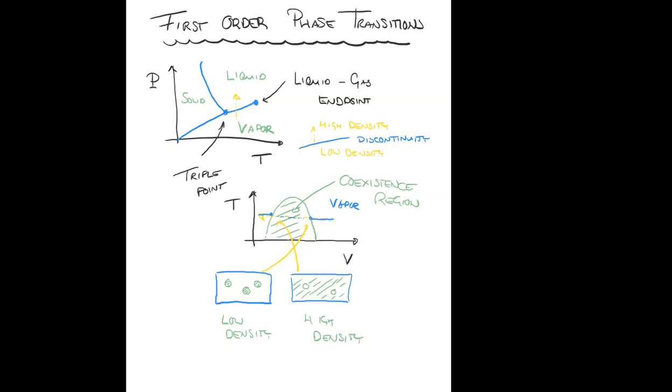So what happens in this coexistence region, in the forbidden regime? The forbidden regime is not truly forbidden, it's just forbidden for a homogeneous substance. What the system actually does is it phase separates into bubbles of the low density phase inside the high density material, or the other way around, depending on what density you are at. So the question is how to describe the system in a situation like this.